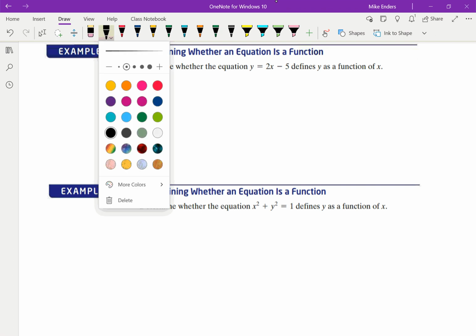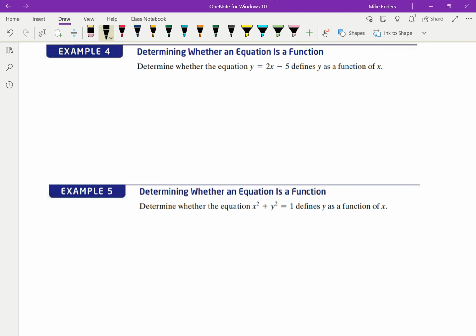So when we take a look at example 4, determine whether the equation y equals 2x minus 5 defines y as a function of x. One thing we can think about then is if I plug something in for x, we're going to multiply by 2. We're going to take that value and subtract 5. Tell me any value for x. If I multiply by 2, I can only tell you one other value. If I multiply, say, 1 by 2, I get 2. I don't get any other number.